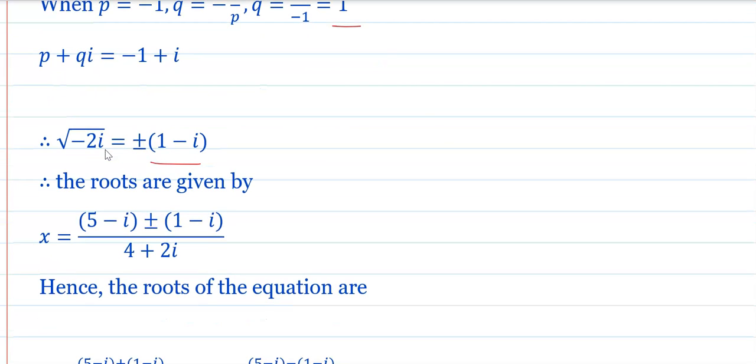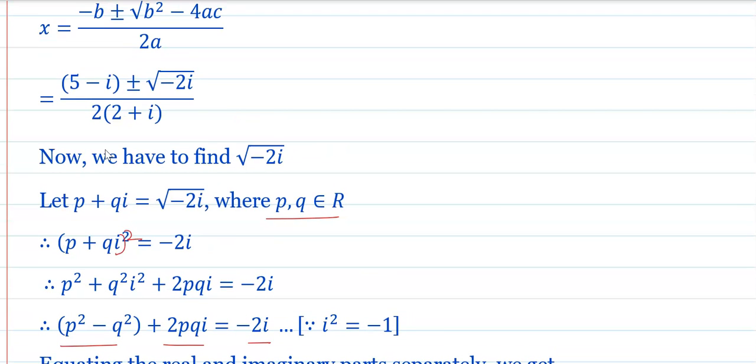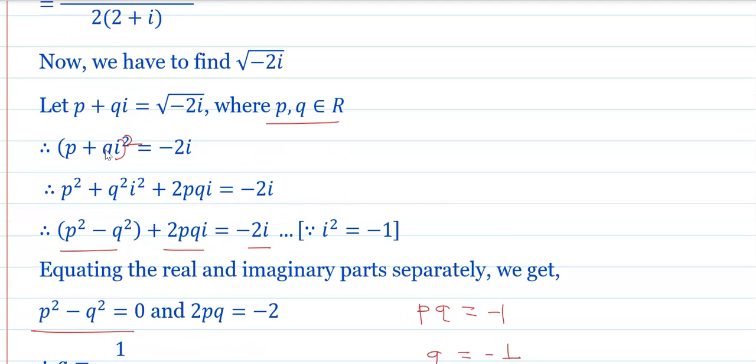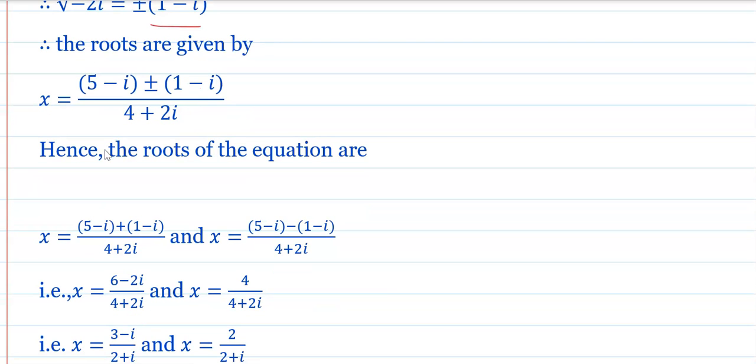Therefore, the roots are given by again x is equal to in bracket minus b, म्हणजे minus 1 is ते plus झालेलं आहे. ओके, see this here. याची व्हॅल्यू टाकणार आपण इथे. That is 5 minus i plus or minus in bracket 1 minus i upon 4 plus 2i. एकदा plus घेणार, एकदा minus घेणार. x is equal to 5 minus i plus 1 minus i upon 4 plus 2i. Okay, and x is equal to 5 minus i minus in bracket 1 minus i upon 4 plus 2i.